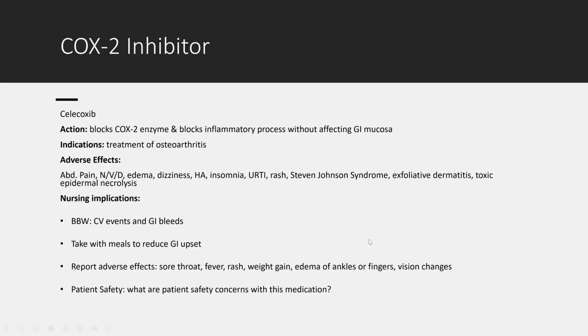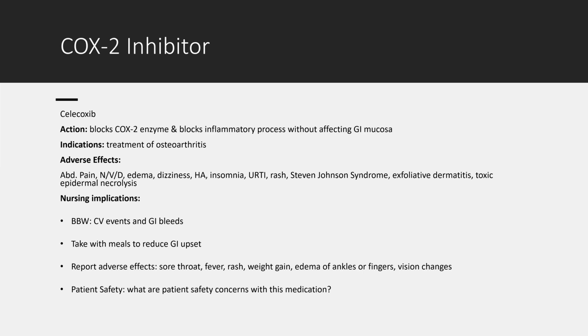Okay, for the COX-2 inhibitors, that is indicated in the treatment of osteoarthritis. So you're going to watch for abdominal pain, nausea, vomiting, diarrhea, edema, dizziness, headache, insomnia, upper respiratory tract infections, rash, that's Stevens-Johnson syndrome again, exfoliative dermatitis, and toxic epidermal necrolysis.